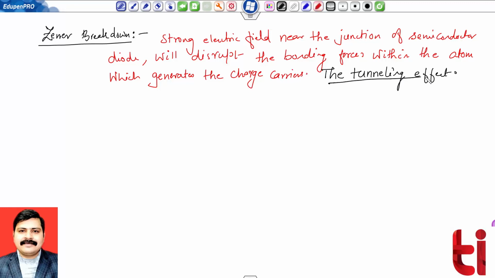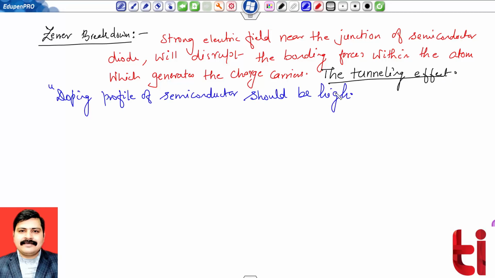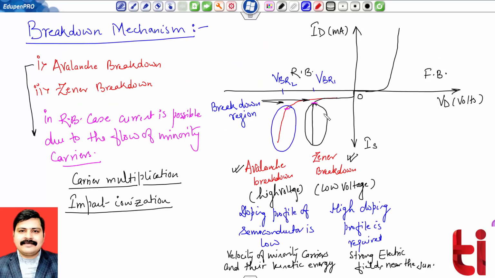This phenomenon is known as the tunneling effect, and the doping profile of the semiconductor is high, and you can see that in the characteristics this will be sharpened. Okay, so this particular edge is sharp. So this particular region is known as the Zener region. In fact, I can write over here, this is known as Zener region, or in some literature Zener breakdown region. So there are special purpose diodes designed to work specifically in this Zener region. Okay, so this is the breakdown.